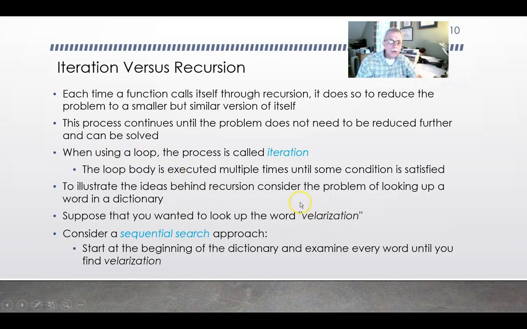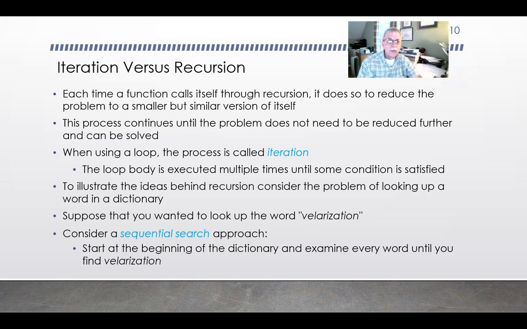Suppose we wanted to look up the word velarization in a dictionary. Recall that all the words in the dictionary are arranged in order. They're alphabetically arranged. So we have all of the A's, then the B's, and the C's, and so forth. So one approach would be to use something called a sequential search. As we do a sequential search, we would read page 1 and see if we found the word we were looking for. If not, we would proceed to page 2, page 3, and so forth from the start, possibly all the way until the end of the dictionary, until we found our word or found that the word we were looking for was not present within the dictionary.